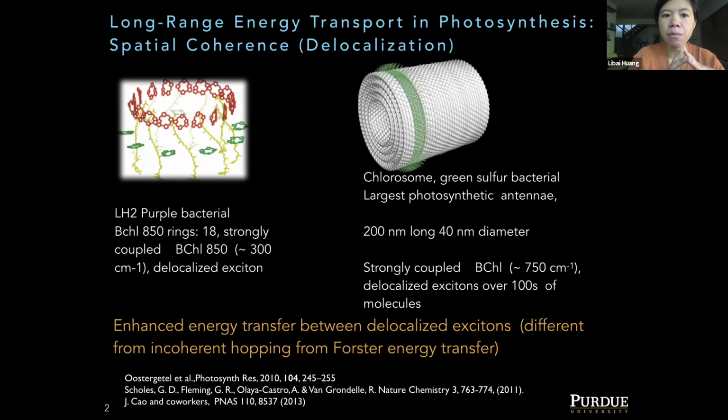So in the more well-known Forster picture, you think about this incoherent transfer from one molecule to the other, but in a system like a photosynthetic antenna, the intermolecular coupling is strong. It can be stronger than, say, vibrational coupling, and also coupling to the environment, so that you actually have these excitons that are delocalized over many molecules. And so how do you think about energy transfer in these kinds of situations?